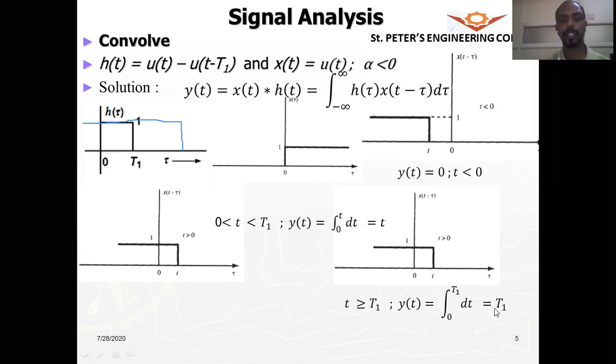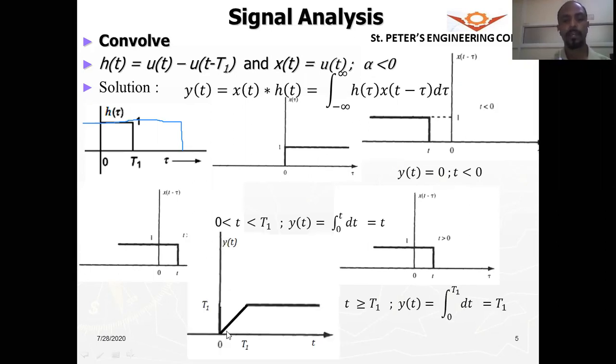And if you plot the signal y of t, from 0 to less than t1, it is having t. As you know, t is a ramp function. So it is shown like this. And at t greater than or equal to t1, it has reached an amplitude of t1. No matter how far you go, the amplitude does not rise more than that. It has a constant amplitude of t1. That is what we are telling.